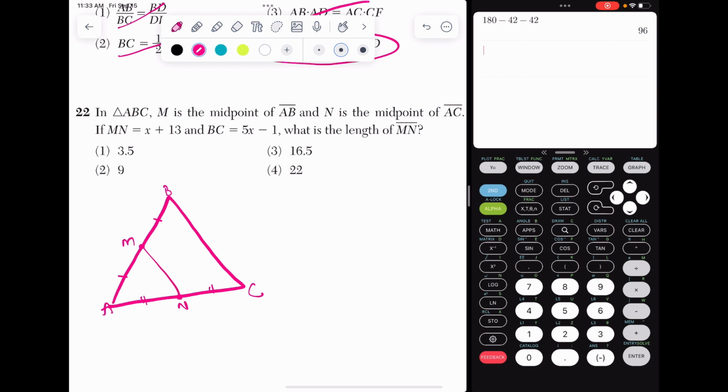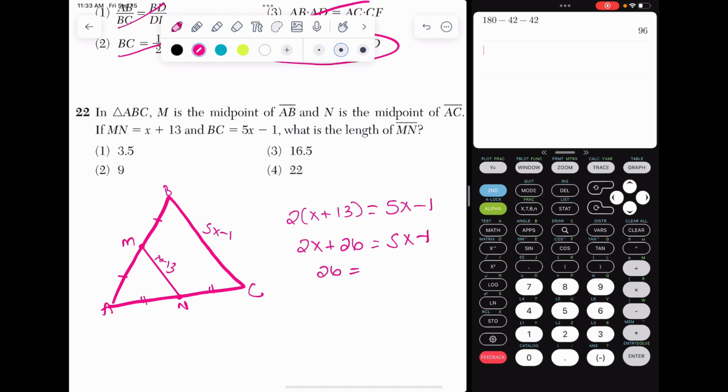And we know if MN is x plus 13 and BC is 5x minus 1, what is the length of MN? Well, MN is now a mid-segment, which means it's half the length of BC. So if I double the mid-segment, it will be equal to the length of the parallel side. So 2x plus 26 equals 5x minus 1.